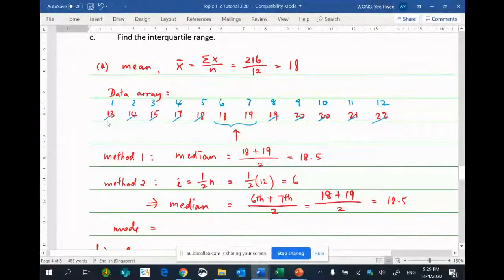Now we're going to look at mode. How many modes do we have? We do have a few numbers which are repeating. 13 no, 14 no, 15 no, 17 no, 18 got 2, 19 got 2, 20 got 2, 21, 22 don't have. So 18, 19, 20, all of them appear twice. So what is the mode? The mode will be 18, 19 and 20. Everyone appears twice. They have equal number of occurrences. So all of them will be the modes.